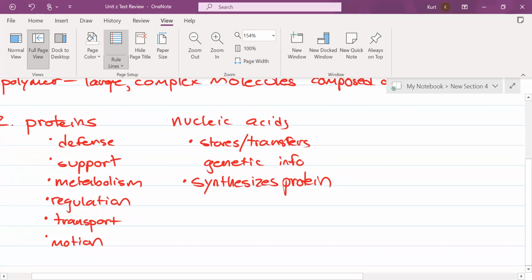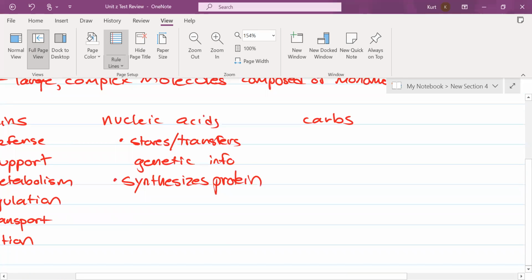Hannah, give me another. Carbs. I'm just going to write carbs since we're on limited time. Carbohydrates, also known as sugar. What's it good for? Yes, it is. Anything else? Protection, cell walls. Very good.